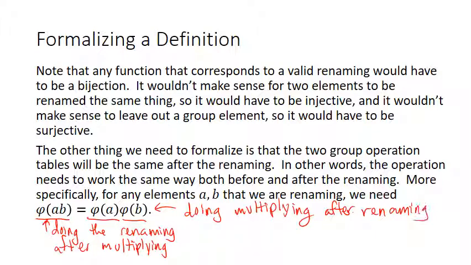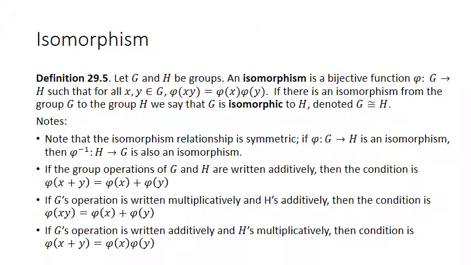So we need that we get the same result whether we multiply first and rename after, or whether we rename first and multiply after. That's to make sure that the two group tables will actually be exactly the same. Okay, so let's move forward with this definition. All right, so here we've written up the definition as 29.5.